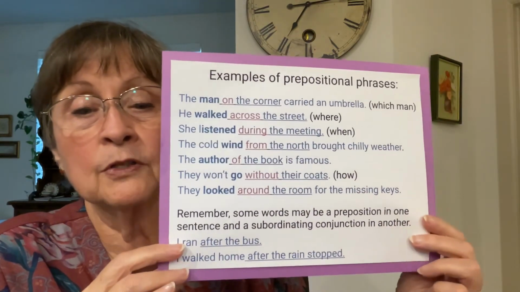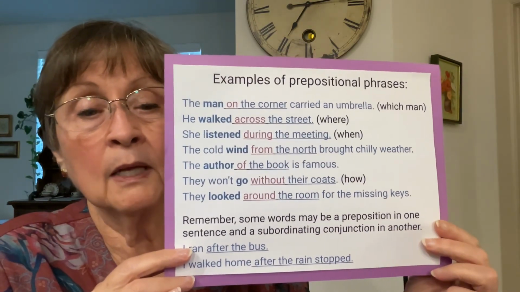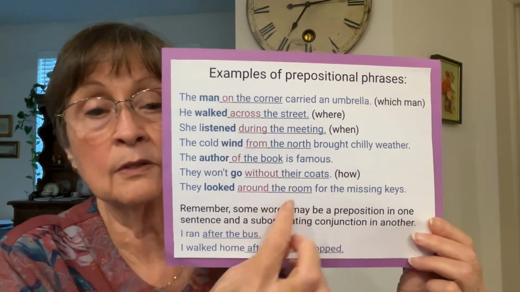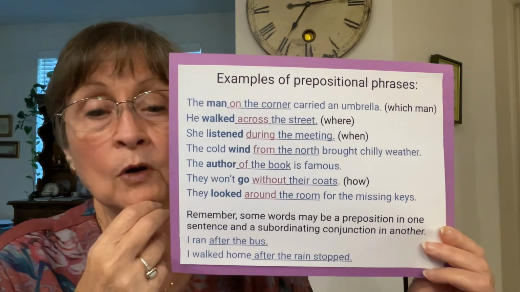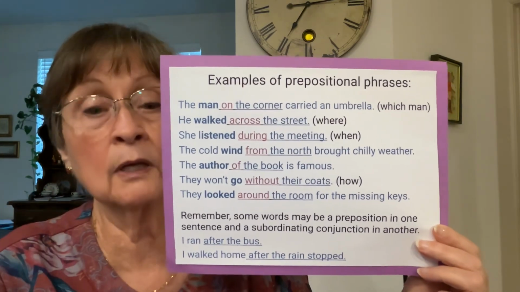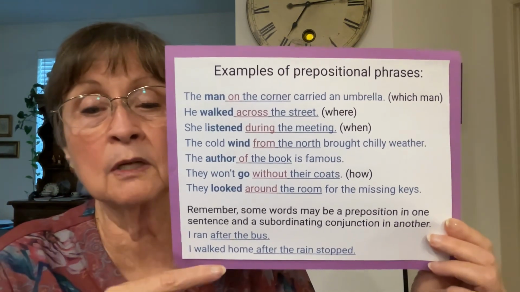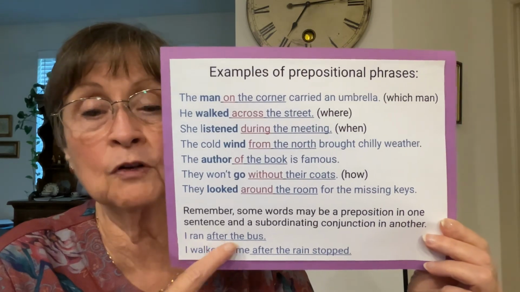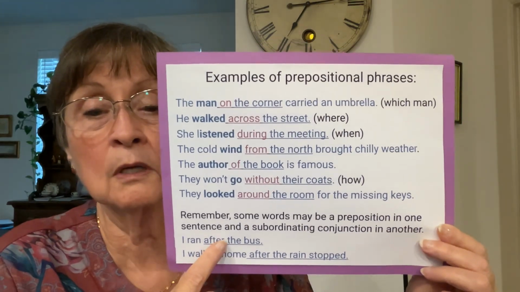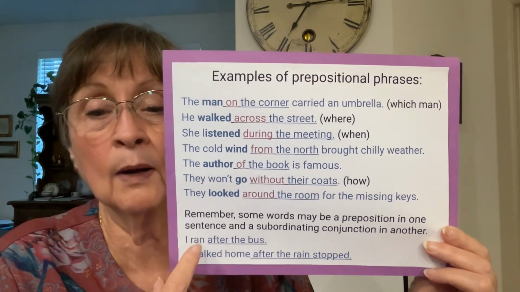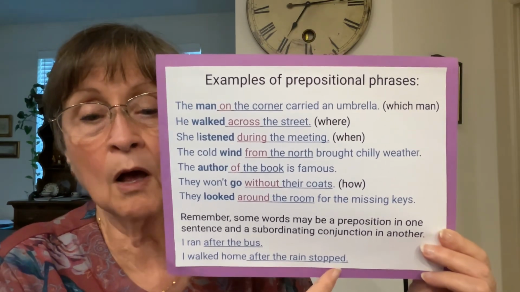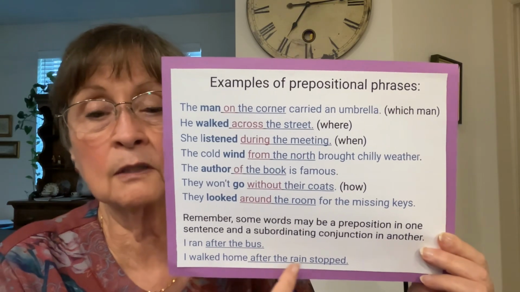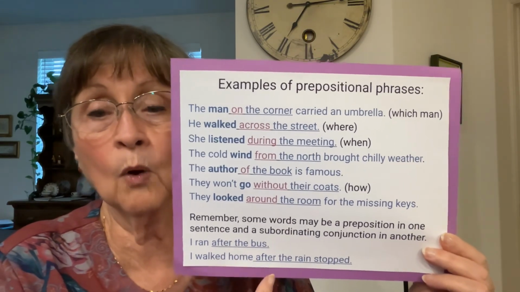Okay, remember, some words may be a preposition like this in one sentence and a subordinating conjunction or that other kind of unequal connector in another sentence. For instance, I ran after the bus. That's a preposition connecting bus to ran. I walked home. The rain stopped. After is now connecting two sentences. It can do either one.